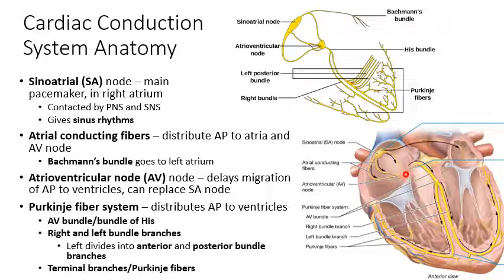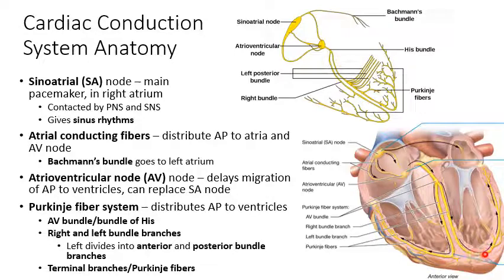So next, the action potentials are going to enter the Purkinje fiber system, which is going to distribute them across all of the tissue of the ventricles. So first you have the AV bundle, also known as the bundle of His, leading out from the AV node and entering the interventricular septum. Pretty high up in the interventricular septum, the AV bundle is going to branch to form the right and the left bundle branches, and those continue traveling down the interventricular septum until they reach the apex of the heart.